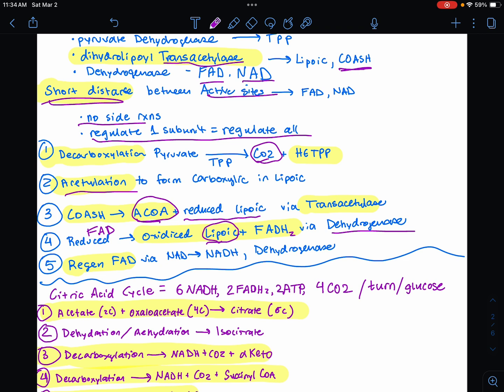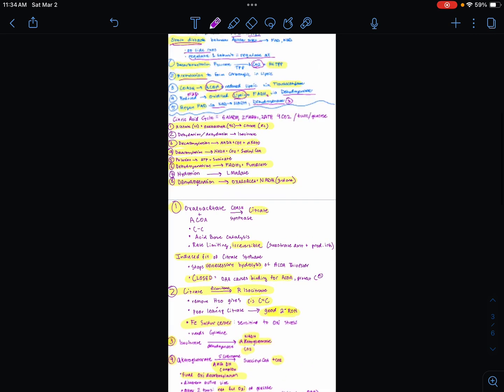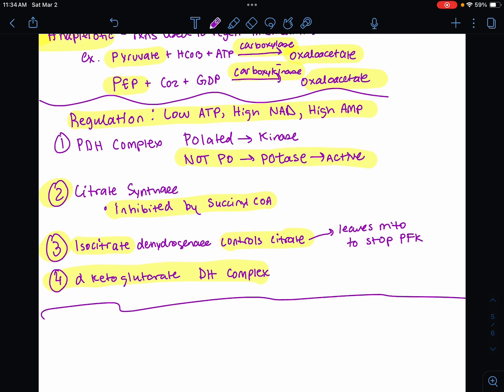Step 5, we're going to now regenerate the oxidized form of FADH2, which is FAD. So we're going to regenerate FAD via the reaction NAD to NADH plus FAD, and that's going to, again, include the third enzyme, the dehydrogenase. All right, that's going to be all of the lecture notes for the pyruvate complex, the PDH complex, and the steps and all that.